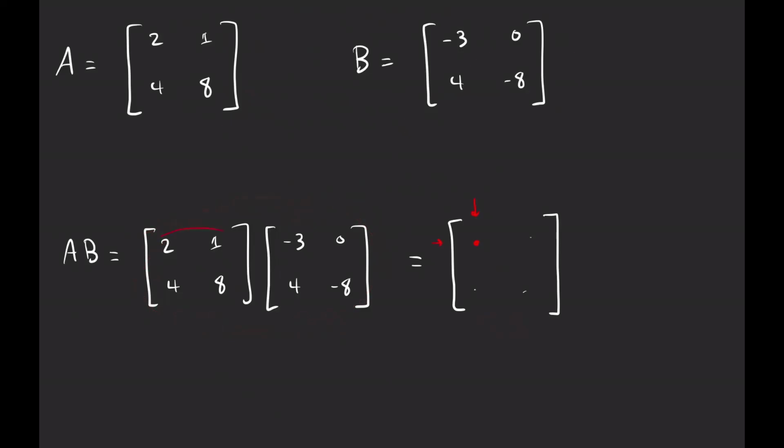I look at the first row of the first matrix. You know what? I'm going to change my language there. This red dot is in the top row as opposed to the bottom row. So I'm going to look at the top row of the first matrix A.